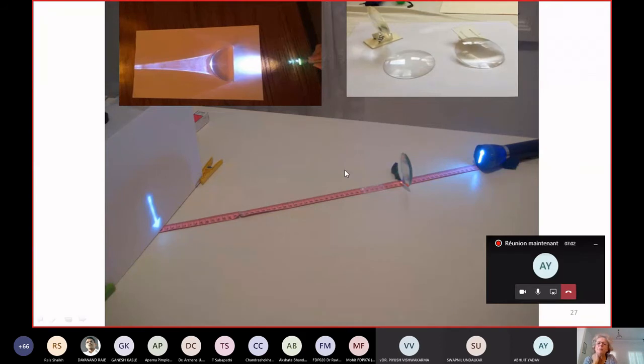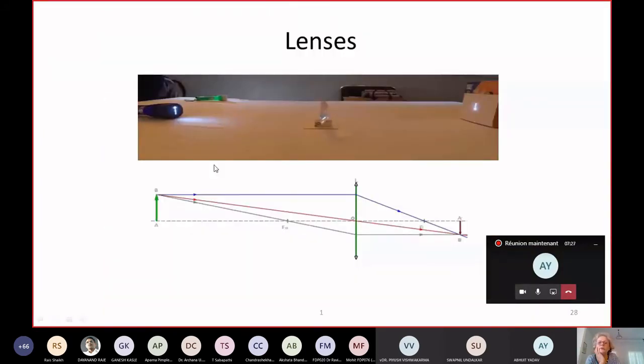And you can see with a very simple experiment, here we have a torch with a slit, with an arrow. This is the converging lens, a positive lens, and this is the image of the arrow on the screen. The screen is a piece of cardboard. You can hold it by something like this. And they can recall the ray diagram here. They can understand it more clearly.